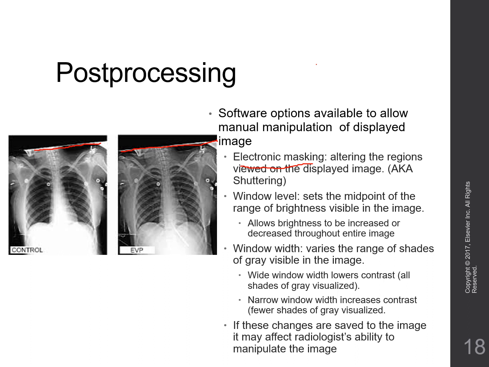Okay. Now with window width, that changes the range of shades of gray. So this is going to expand your dynamic range. So a wide window lowers contrast, meaning it allows more shades of gray in, whereas a narrow window is going to allow fewer shades of gray in. So our wide window would be equal to a longer dynamic range, whereas our narrower window would be equal to a shorter dynamic range. So in that case, where the dynamic range is built into the system in the ADC, this window level and window width allows us to manipulate the number of shades of gray we want to use within that particular image.